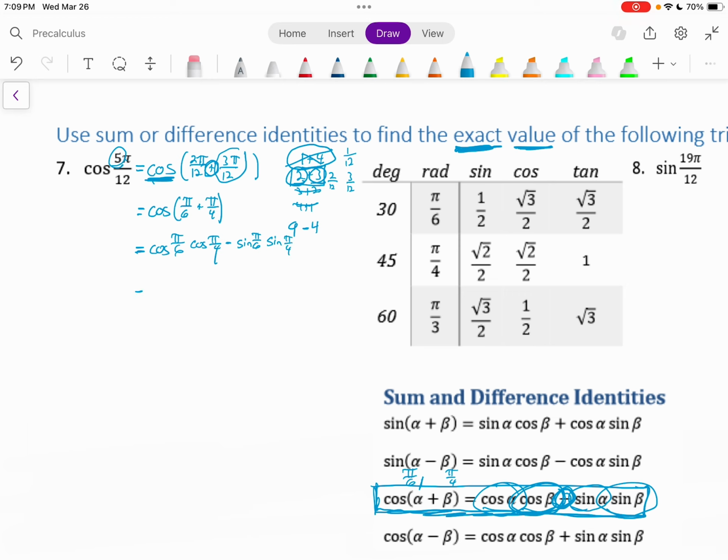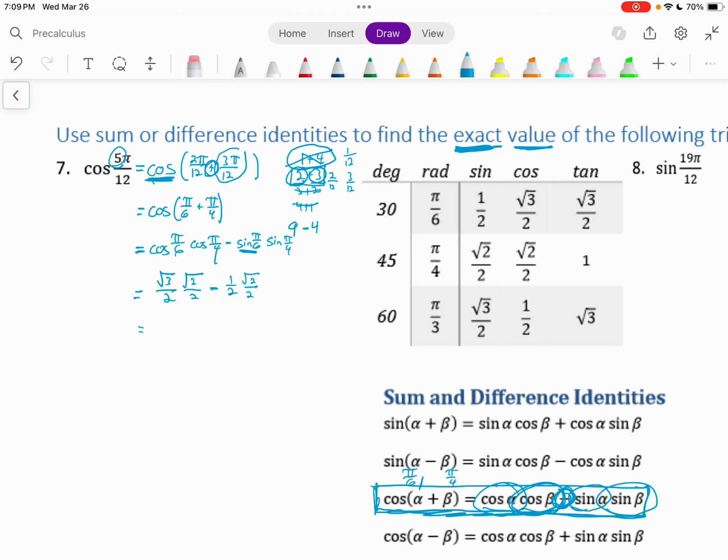And now I also put this table here for you. We should be really familiar with this by now, but cosine of pi over 6 is root 3 over 2. Cosine of pi over 4 is root 2 over 2, minus sine of pi over 6 is a half, and sine of pi over 4 is root 2 over 2.